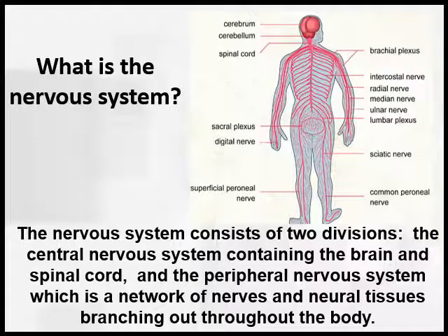The nervous system is formed of two divisions, central and peripheral parts. The central part contains the brain and spinal cord, while the peripheral part contains the nerves and the neural tissues.